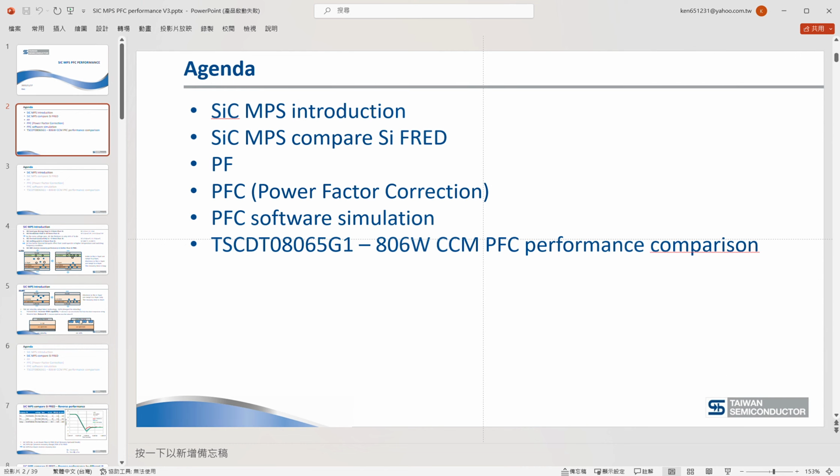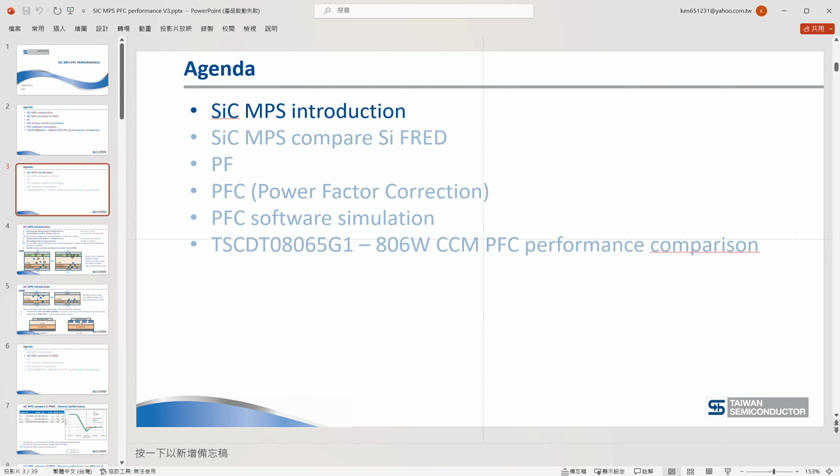The agenda will begin with the silicon carbide MPS introduction. Because silicon carbide is a new generation semiconductor material, we will compare it with the silicon-based product FRED to see what the difference is. Then I will compare the silicon carbide MPS with other competitors in the system board PFC. Before that, I would like to introduce what PF is and why we need to use PFC. I will use software to illustrate how this PFC operates and its evolution.